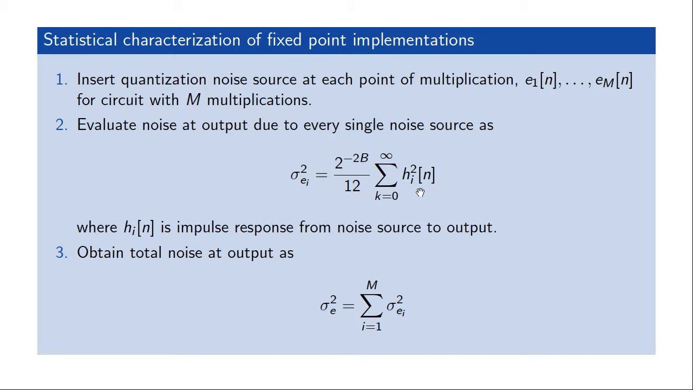And what we would do in order to get the power of that noise as seen at the output would be to first of all take into account the amount of noise power at the insertion point, but then also factor in this sum of the impulse response of the system from the point of insertion to the output in order to account for the filtering of the noise before it reaches the output. Then we would obtain the total noise by simply adding up the different noise sources for the m different multiplications.